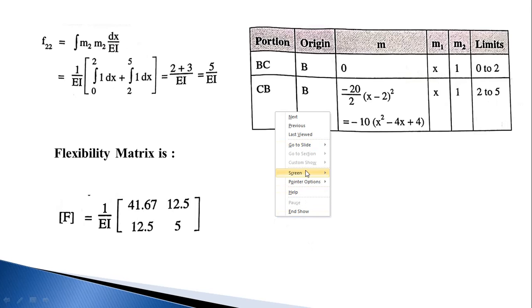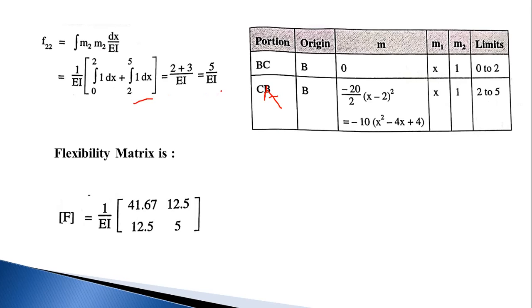Then next, form F22. For F22, integration of M2 into M2 dx upon EI. So 1 upon EI, M2 for the BC portion is 1, 1 into 1 is 1, with limits 0 to 2. So 0 to 2 integration of 1 dx, plus for the CA portion M2 is 1, 1 into 1 is 1 dx, and the limits are 2 to 5. By solving this equation, we get F22 equal to 5 upon EI.